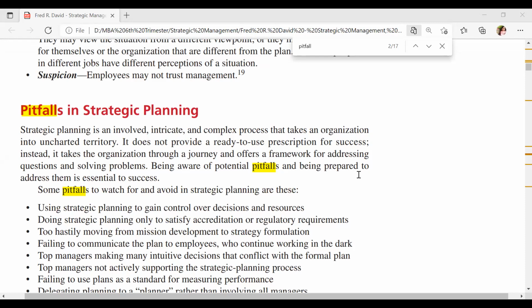So, being aware of potential pitfalls and being prepared to address them is essential to success. Like any kind of potential pitfalls, we must be aware and be prepared to address them so that it will help in the success of the organization.